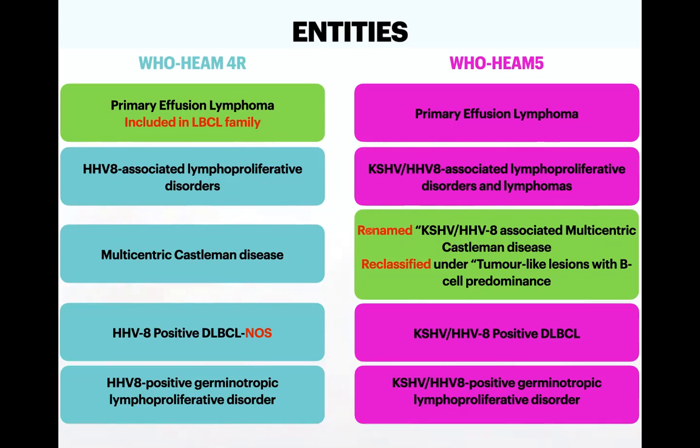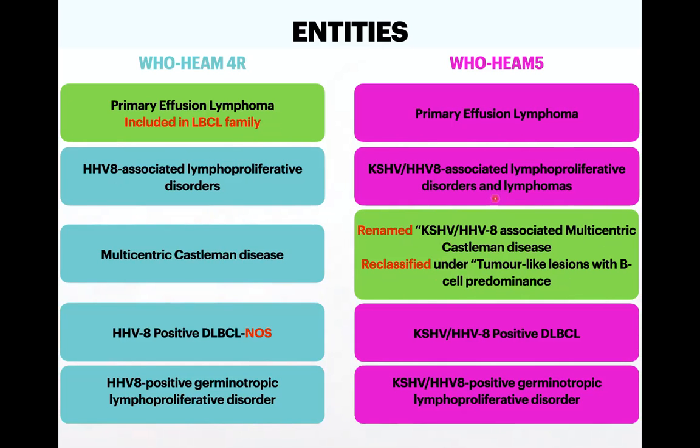And we have discussed this previously, that it has now been reclassified under the tumor-like lesions with B-cell predominance. So it's not a neoplastic entity, it's a benign mimicker of lymphoma. So that's why it has now been classified as tumor-like lesions with B-cell predominance. Okay, so then HHV8-associated LPDs now become KSHV/HHV8-associated LPD and lymphomas.